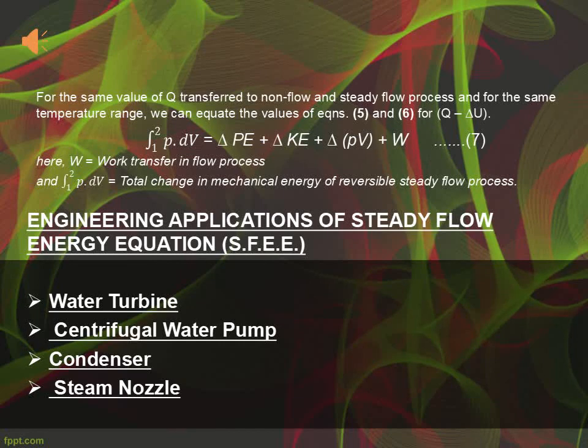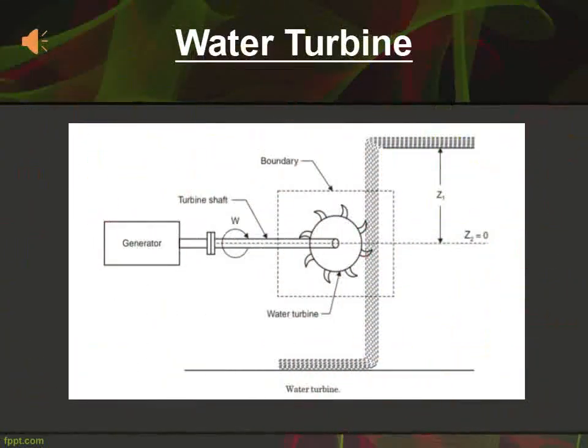Moving on to the engineering applications of steady flow energy equation. To name a few are water turbine, centrifugal water pump, condenser and steam nozzle, from a list that goes on and on. To begin with, let us have a close look at water turbine.